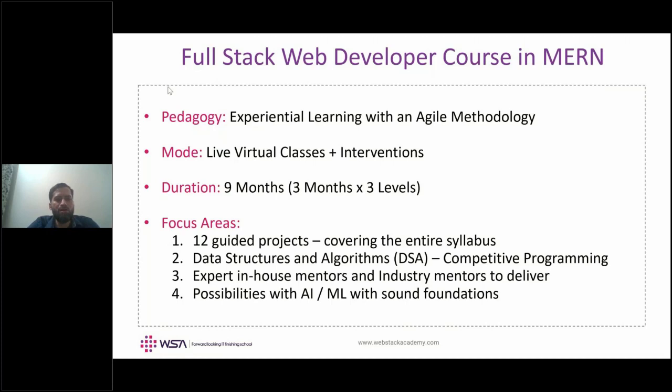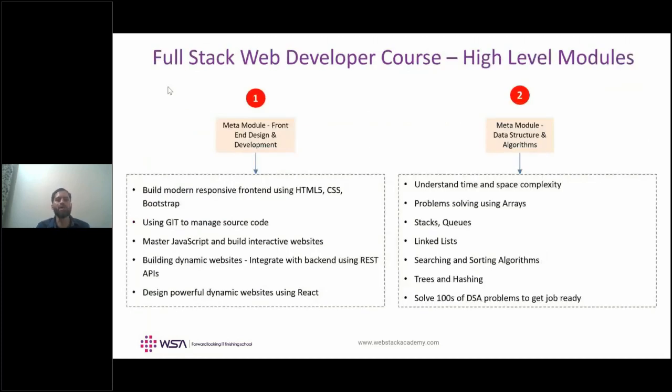So moving on, what are the modules you're going to learn as part of the 9 months course? First and foremost, we'll teach you about front-end design and development, right? In front-end design and development, we'll teach you how to build modern, responsive web applications using HTML5, CSS, etc. We'll also teach you how to use important software development tools like Git and GitHub, so that you can manage your source code in the way it has to be managed.